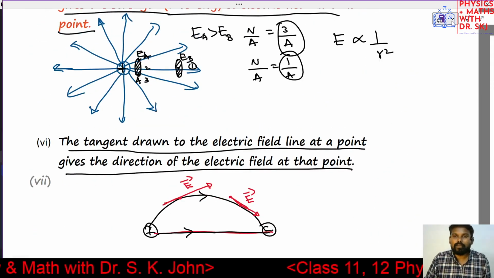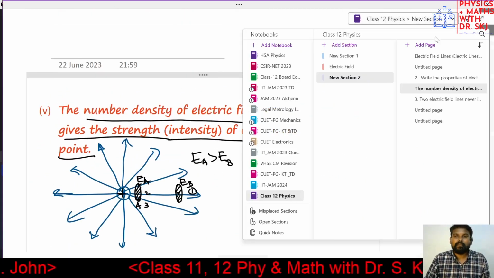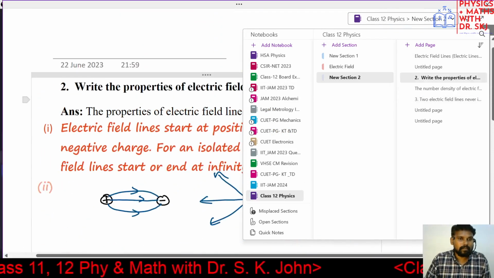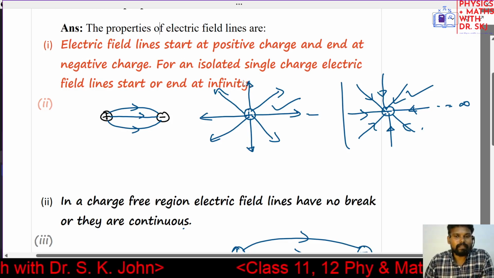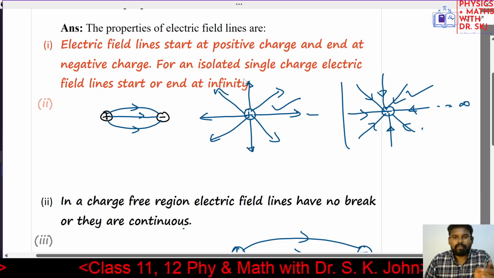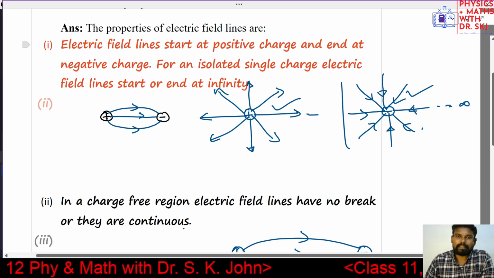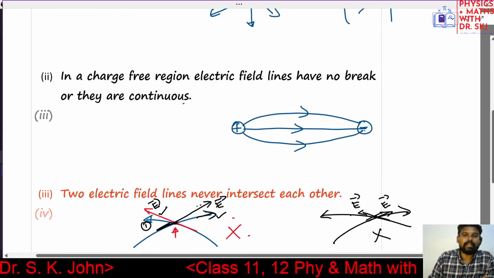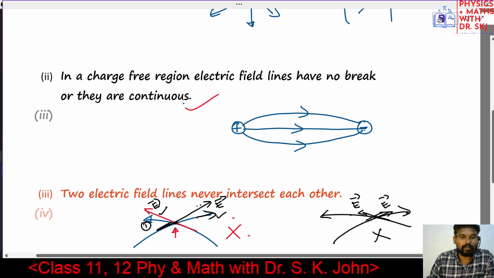Okay, so you got the properties, seven properties, not eight. There are seven properties. So you have to by heart at least three or four properties. The field lines start at positive charge and end at negative charge. If it is a single or isolated charge, it will start or end at infinity. In a charge free region, electric field lines have no breaks, they are continuous.